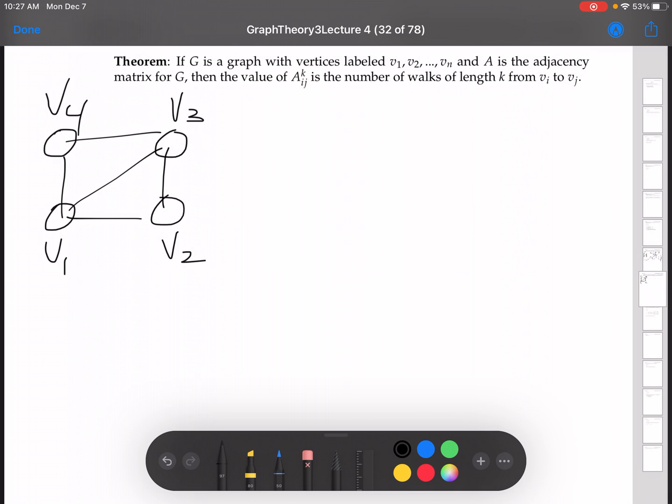All right, remember A cubed. This theorem defines what A cubed is. It defines what it means for a graph. A cubed is a well-defined thing. Matrix multiplication is defined. But let's look at the entries for A cubed.